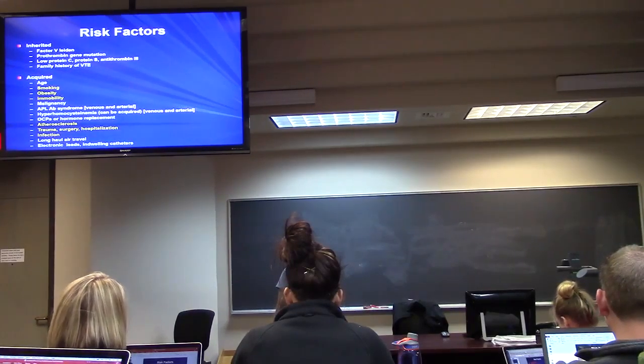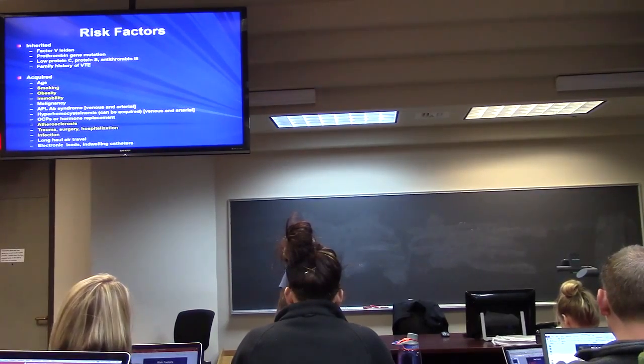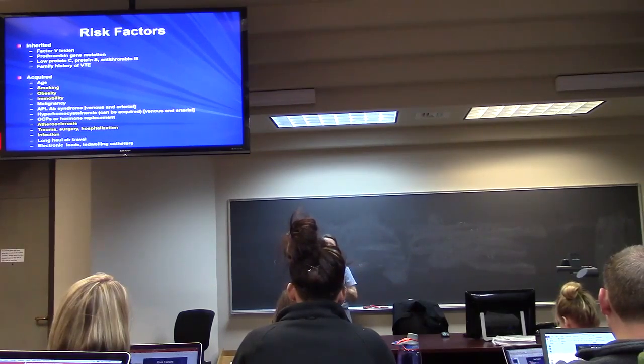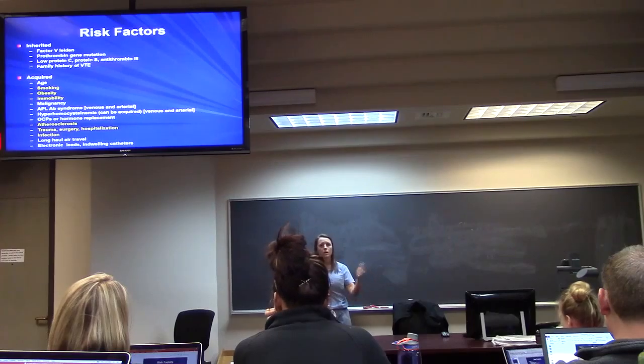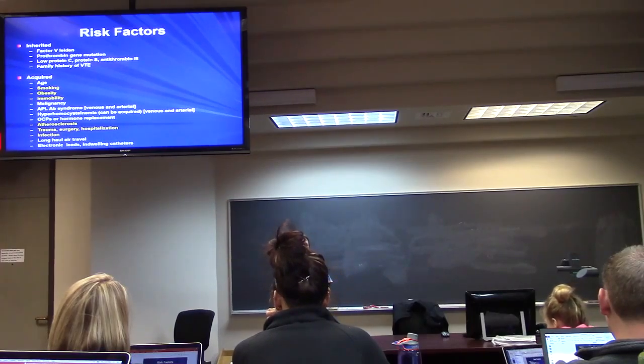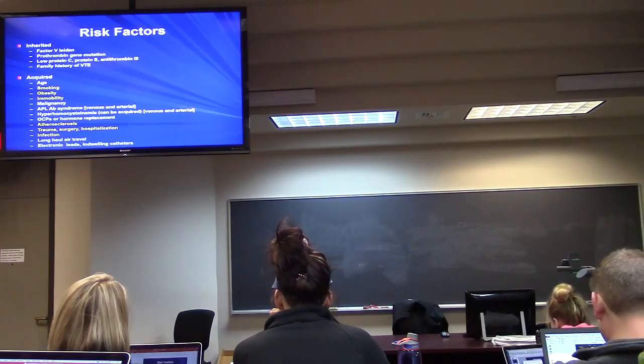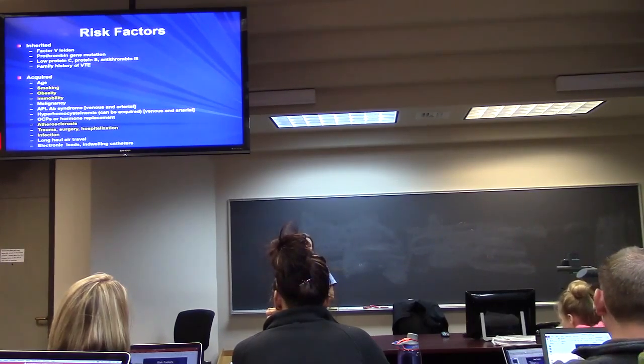So risk factors. Inherited risk factors are not as common. You have factor V Leiden. There's lots of different clotting factors, so deficiencies in one versus excess of another can cause you to be more likely to clot. Factor V, again, is the most common. Protein C and S, antithrombin III, those are the ones we see most often.